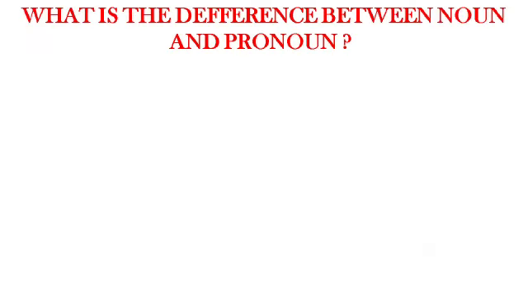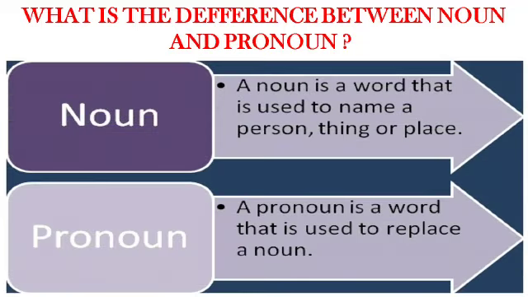What is the difference between noun and pronoun? Noun. A noun is a word that is used to name a person, thing, or place. Pronoun. A pronoun is a word that is used to replace a noun.